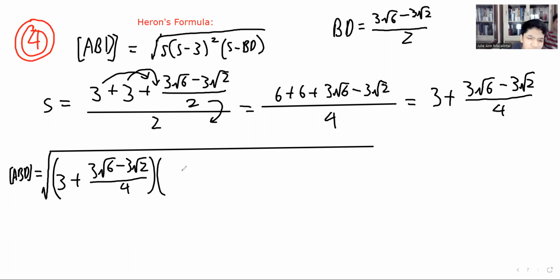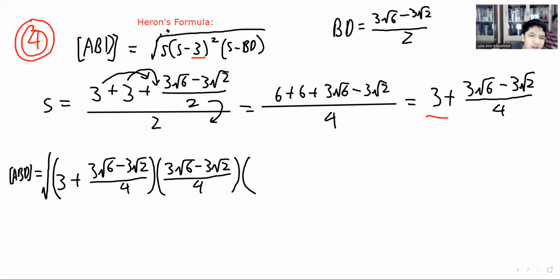So I'll just make it this simple. Since there's already a 3 here, there's apparently a 3. And then I subtract 3. So S minus 3 is simply 3 square root of 6 minus 3 square root of 2 over 4. Okay, so it's not as big as I thought. Good. It's only this big.